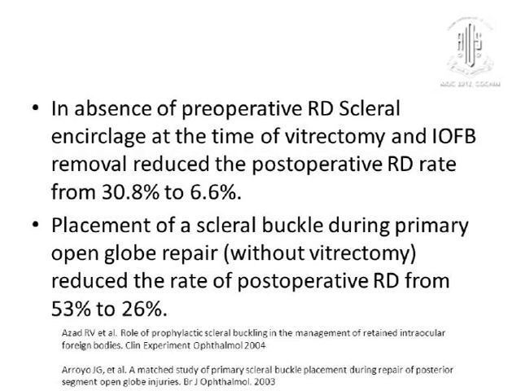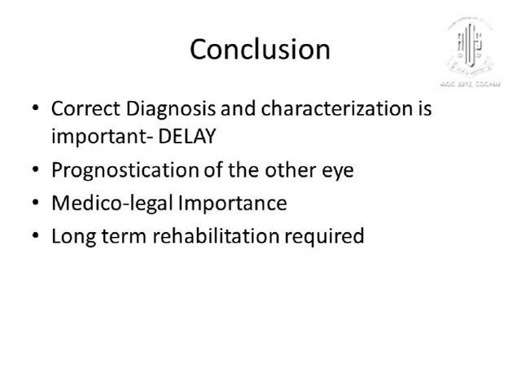Just to conclude, correct diagnosis and characterization is very important because generally there is a delay in presentation. Prognostication of the other eye is important because traumatic retinal detachment generally does not involve the other eye, and the patient is at no risk of developing retinal detachment in the other eye as compared to a patient who has primary retinal detachment in one eye. And it's of medicolegal importance, and long-term rehabilitation is required in these cases because most of the structures, from anterior to posterior, are involved. Thank you.